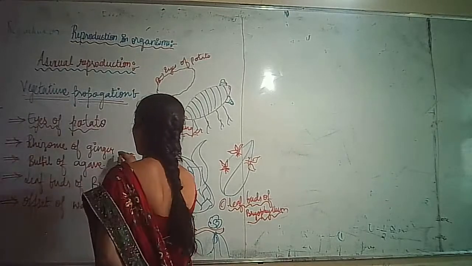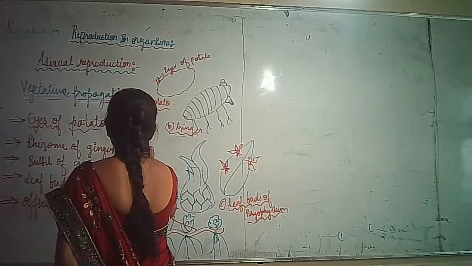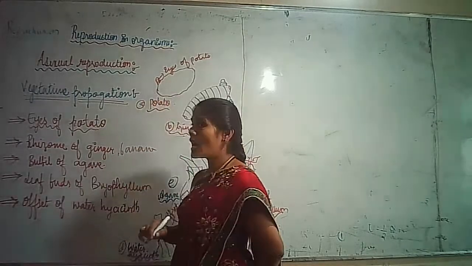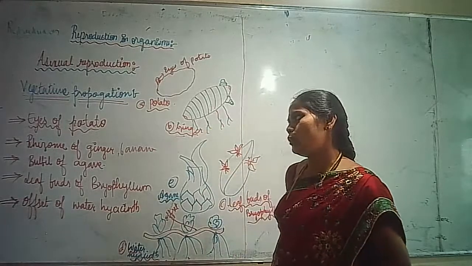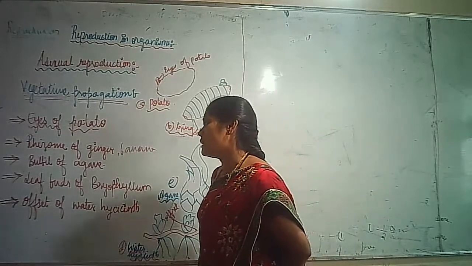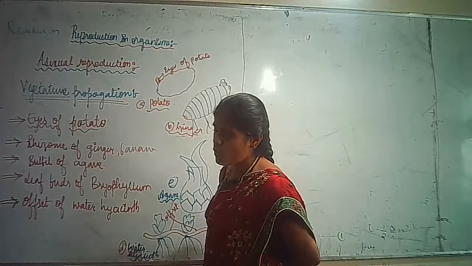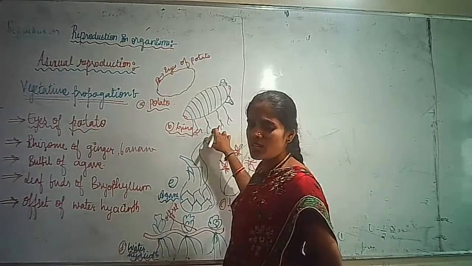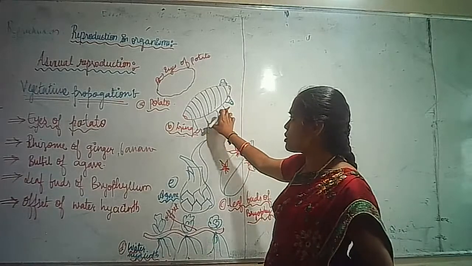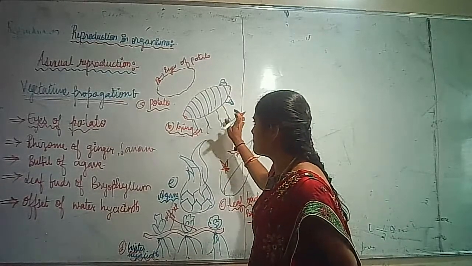And in the case of ginger, not only in ginger, in banana also. Last year or the year before, one more question arose: name the vegetative propagule of banana. It is a rhizome. Do you know ginger? If you see the ginger, it is also a modified stem.